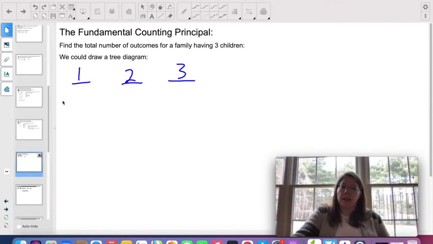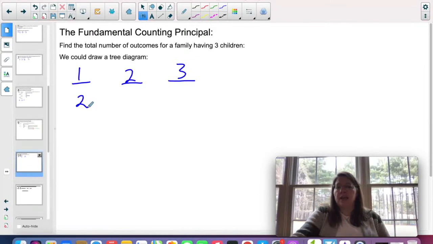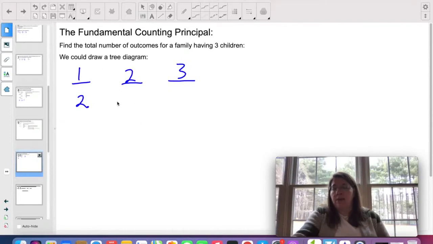Now let's think about it. What are your possible outcomes for the first child? Well, you could have a boy or a girl. So we've got 2 possible outcomes. What are your possible outcomes for the second child? Again, we're either going to have a boy or a girl. What we had here is not going to affect what we have here. So we have a possible outcome of 2 separate things, either a boy or a girl.